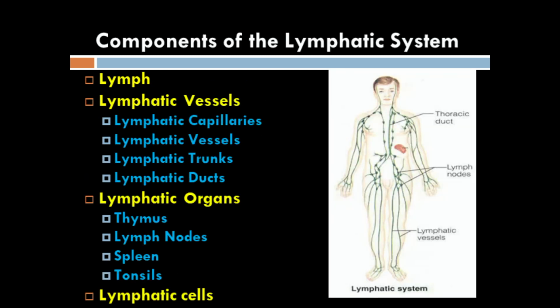Then these are the components of the lymphatic system. One is lymph, then lymph vessels. The lymph vessels include lymphatic capillaries, lymphatic vessels, lymphatic trunks, and lymphatic ducts. And then the lymphatic organs. We already saw in the earlier slide that there are two types of lymphoid organs in this lymphatic system, primary and secondary, and they are thymus, lymph node, spleen, and tonsils. Apart from these organs, lymphatic cells are also present in this lymphatic system.